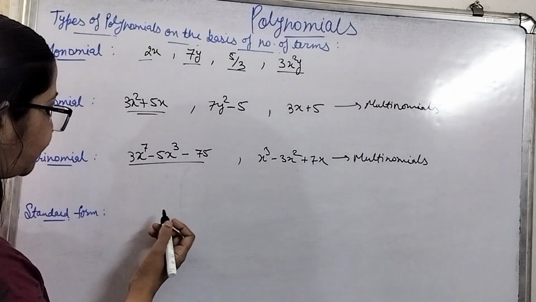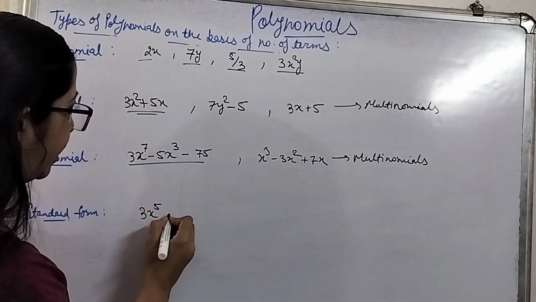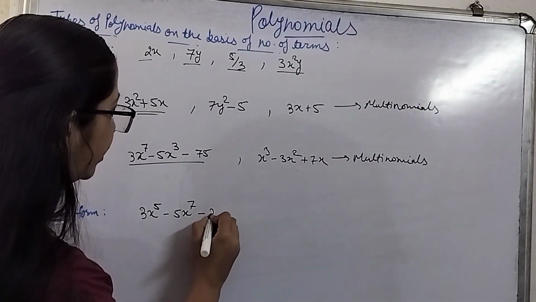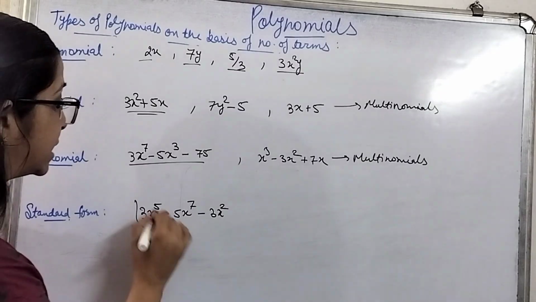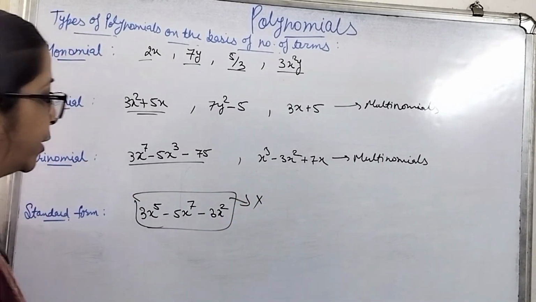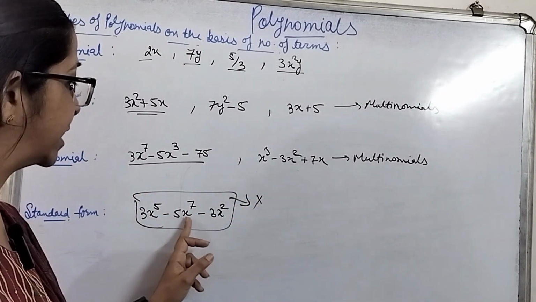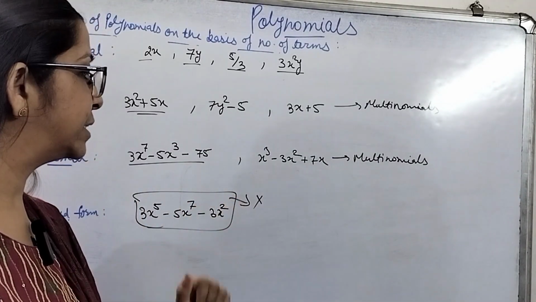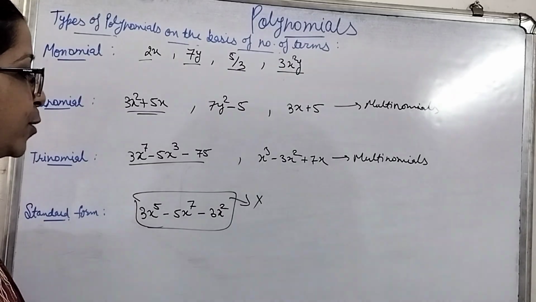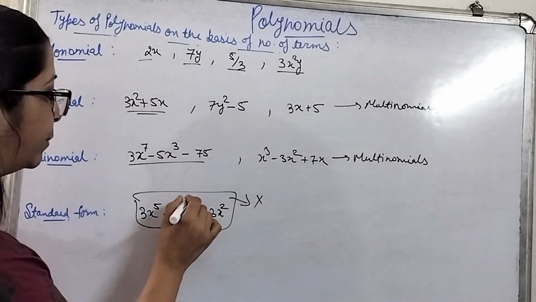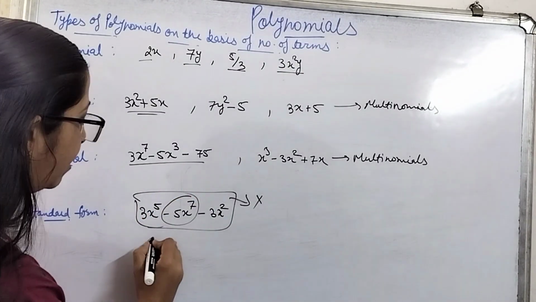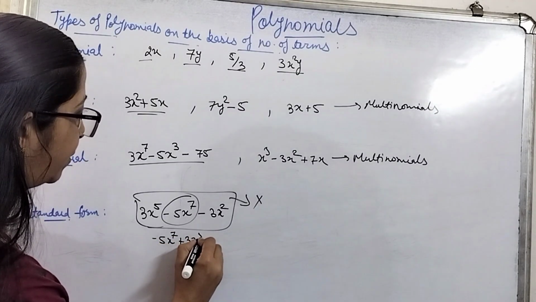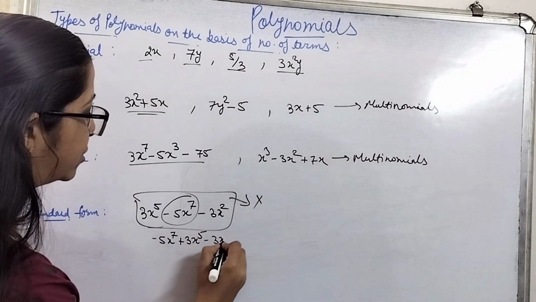Like if I say 3x⁵ − 5x⁷ − 3x², it is not in its standard form, because here x raised to the power 5, then it is increasing, x raised to the power 7, then it is decreasing, x raised to the power 2. So it is not in its standard form. If we have to represent this polynomial in its standard form, first of all we will write the term with the highest power of x, −5x⁷, then plus 3x⁵, then −3x².